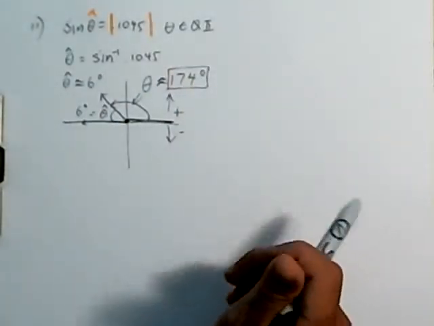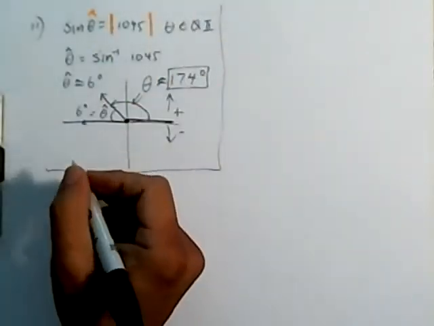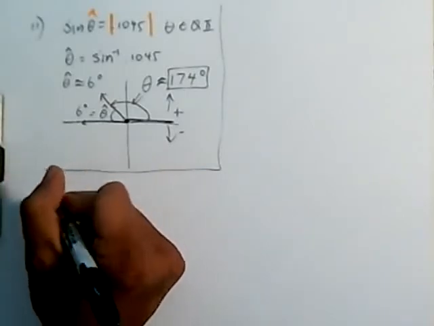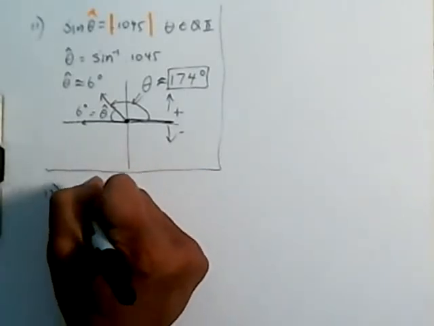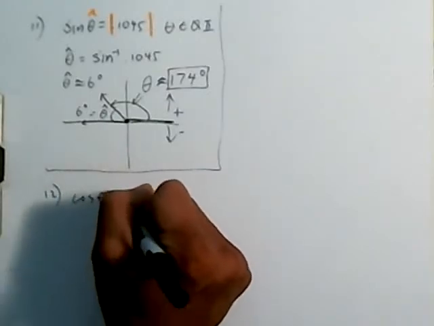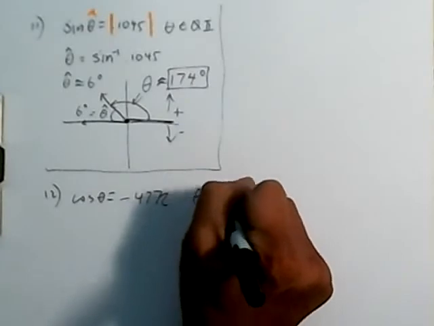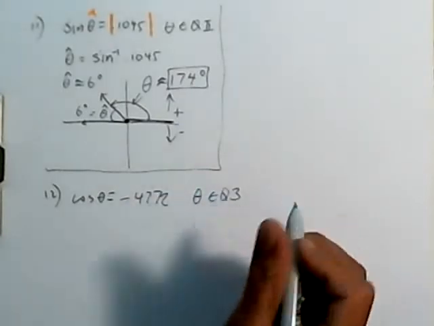So let's do a little bit more difficult problem, like number 12. Or 13. We'll actually do 12 and 14 as well. For 12, they give you the cosine of the angle is equal to negative 0.4772, and theta resides in quadrant 3.